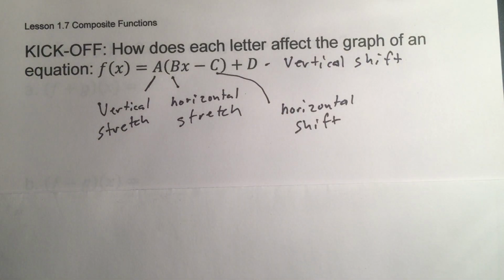So that number times on the outside is going to make it taller or shorter. The number on the inside is going to make it wider or skinnier. But remember, it's opposite what you think. The C is going to shift it left or right. And again, it's opposite what you think. If it's minus, it goes to the right. If it's positive, it goes to the left. And the D on the outside moves it up and down.